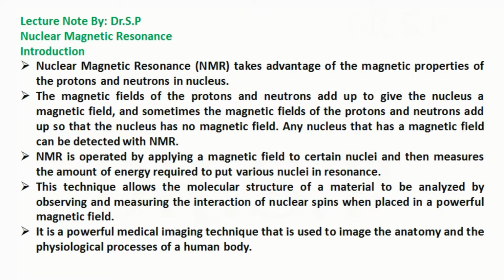In this tutorial we will discuss nuclear magnetic resonance, NMR. Let's start with the introduction. Nuclear magnetic resonance, NMR, takes advantage of the magnetic properties of the protons and neutrons in the nucleus. The magnetic fields of the protons and neutrons add up to give the nucleus a magnetic field, and sometimes the magnetic fields of the protons and neutrons add up so that the nucleus has no magnetic field.